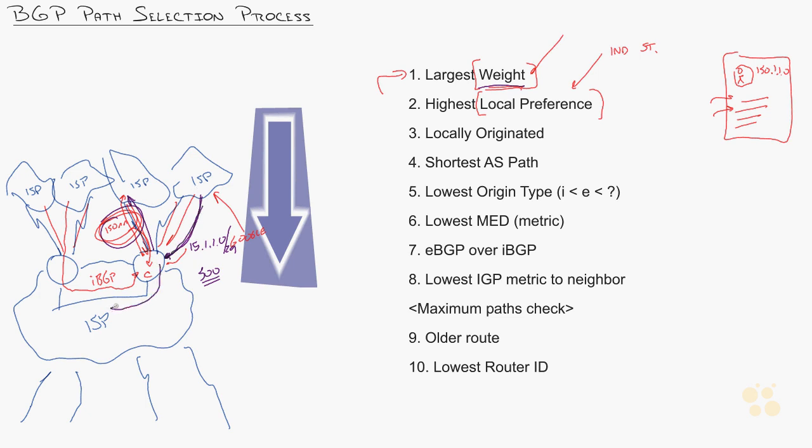And then when I advertise this to my iBGP peer, they're all going to have the weight of 500. So local preference is actually advertised within the system. Thus the word local, meaning once it leaves the system, the local preference is stripped off.